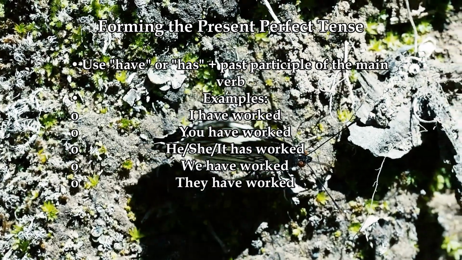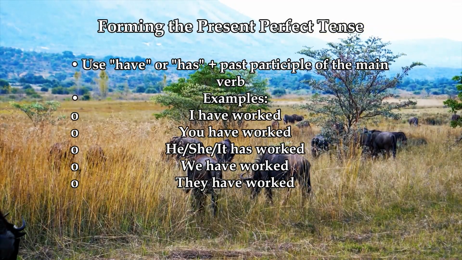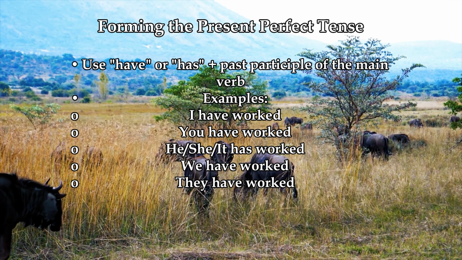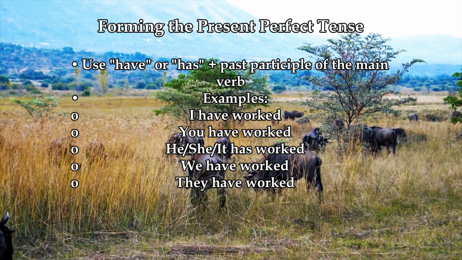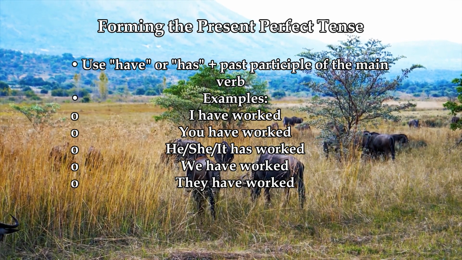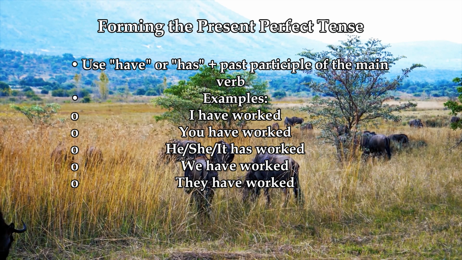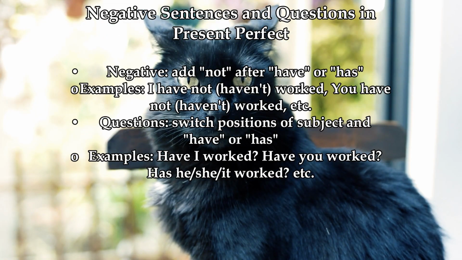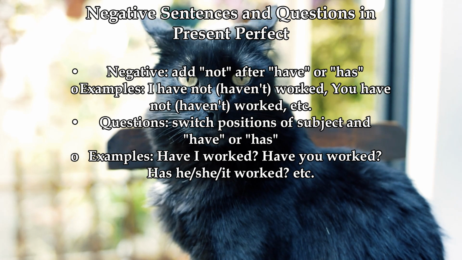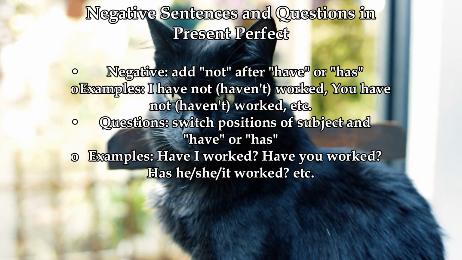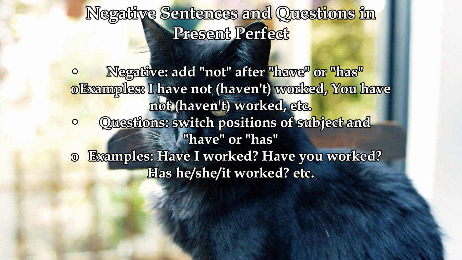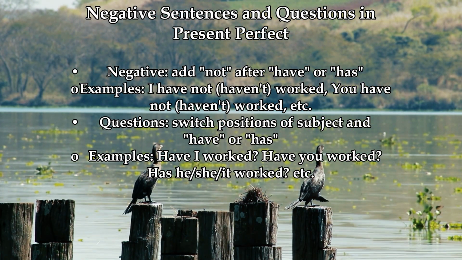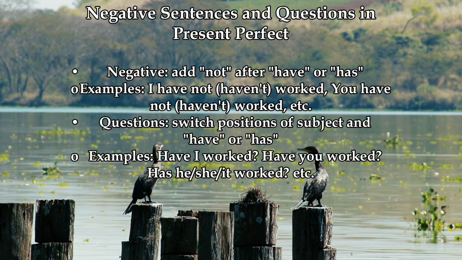To form the present perfect tense, you use have or has and add the past participle of the main verb. For example, I have worked. You have worked. We have worked. They have worked. For negative sentences in the present perfect, you add not after have or has. I have not, haven't, worked. You have not, haven't, worked.